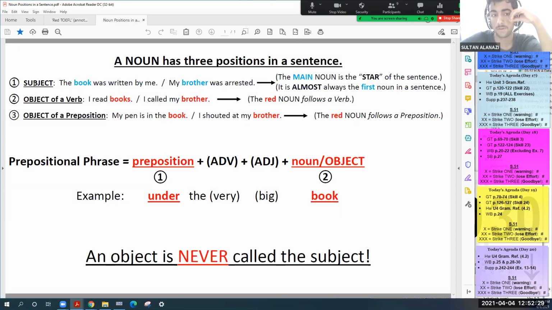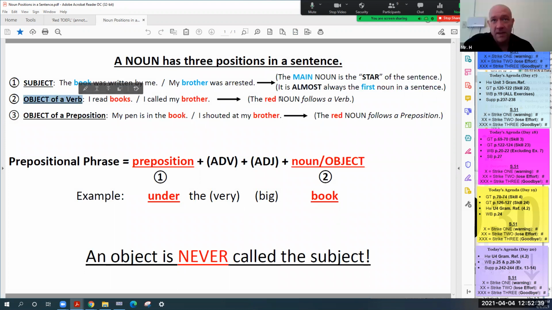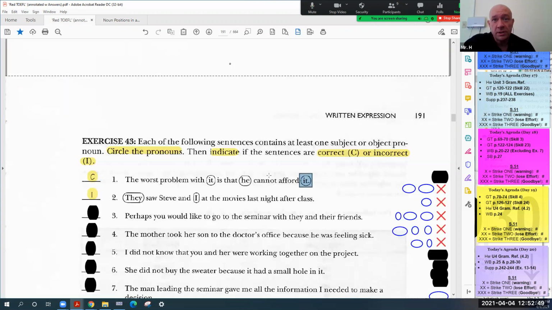Object below the verb. You'll have three choices. If it's a subject, then it comes at the beginning. Choice number two, it follows a verb, then it's the object of a verb. Choice number three, it follows a preposition, so it's the object of a preposition. So, what does it follow? A preposition?